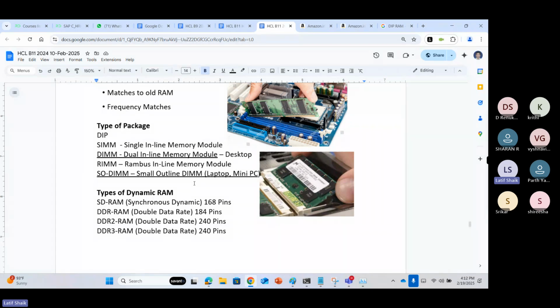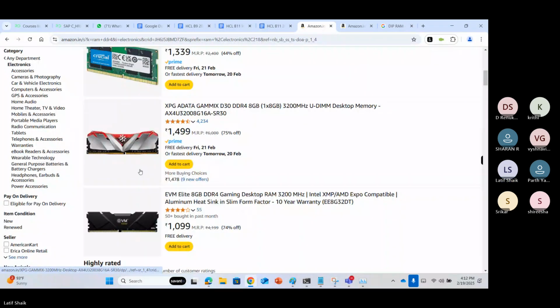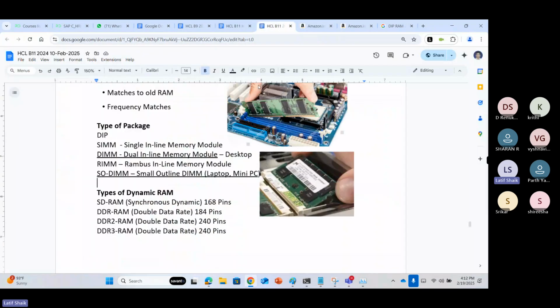Then what is this RIM? Rambus inline memory module. These are RIM type of pins only. It contains a heat sink on the RAM, mainly used in servers. A server has to run 24/7, so RAM also gets heated, not only the CPU. If it is overheated, it will be damaged. So the heat sink is on the RAM to prevent overheating. Mainly used in some sensitive systems, heavy loading systems; servers use these RIM packages.